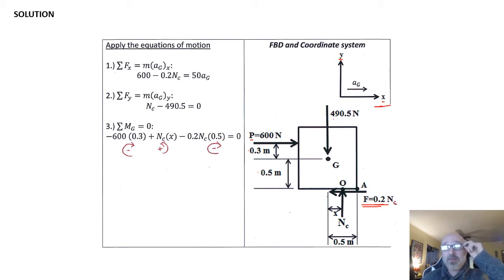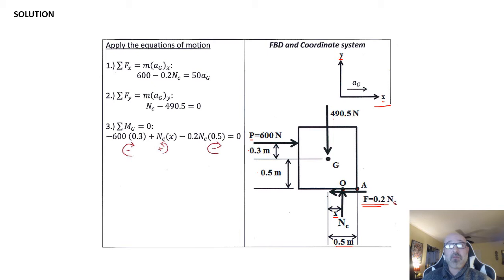Now I also know I have my N sub c. My N sub c is going to be acting at point O on our crate here, where my point O is some distance x off of my center line. So I can also see that my center line is 0.5 meters away from the edge, or my point A over here, where our point A is going to become important when we're talking about the tip or slip criteria right there.